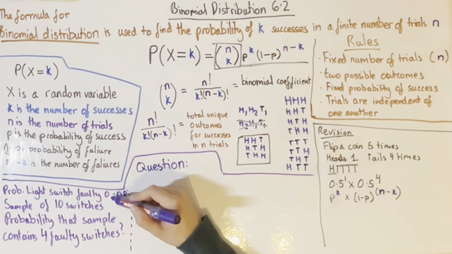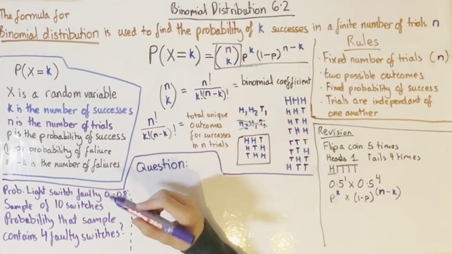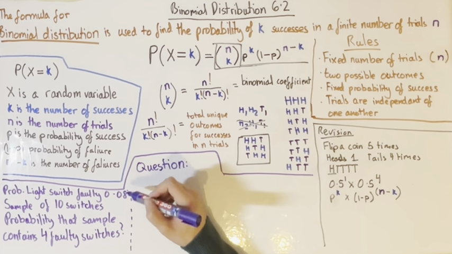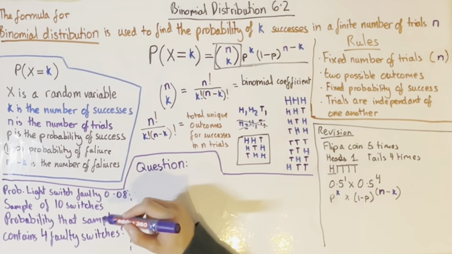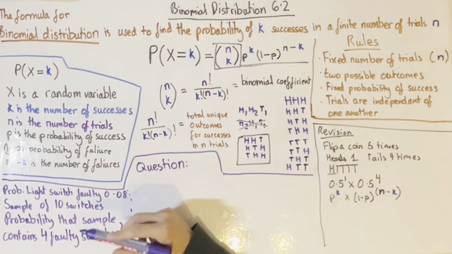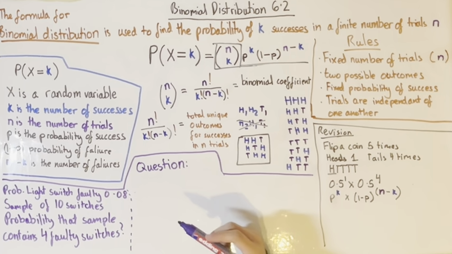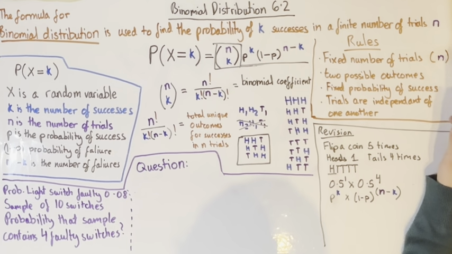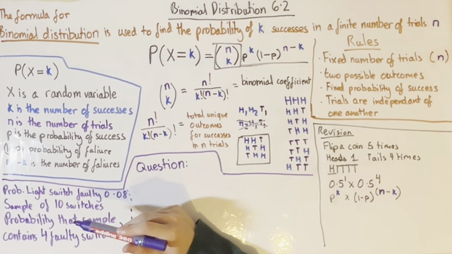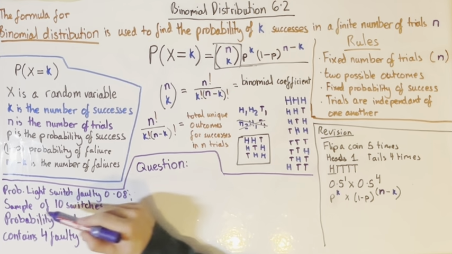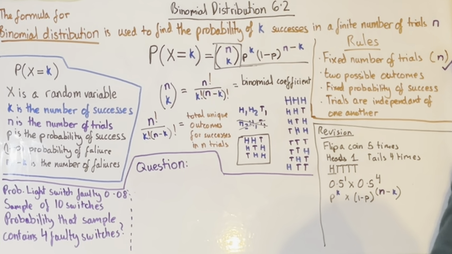The probability of a light switch being faulty is 0.08. We take a sample of 10 switches and we want to find the probability that the sample contains 4 faulty switches. So now we have to see if it fits in with the rules that we determined for binomial distribution. Are there a fixed number of trials? Well, let's see, we take a sample of 10 switches, so there are a fixed number of trials.